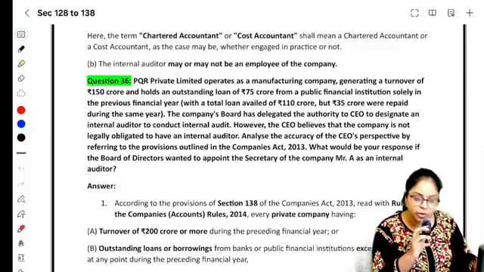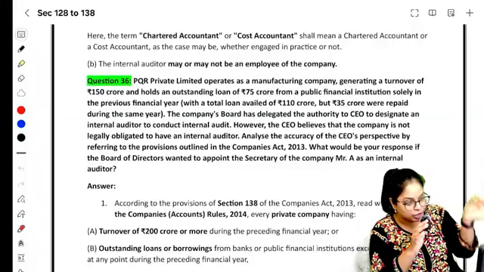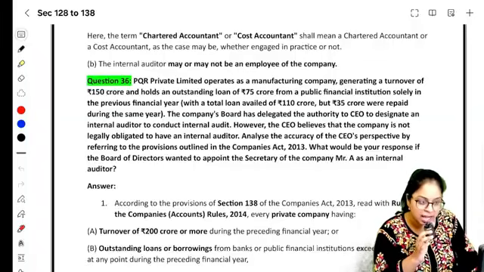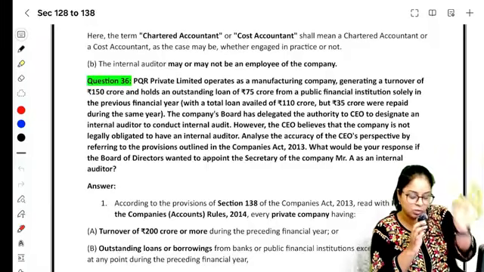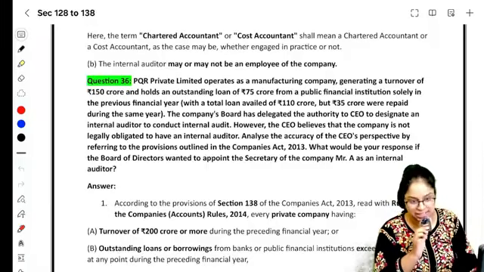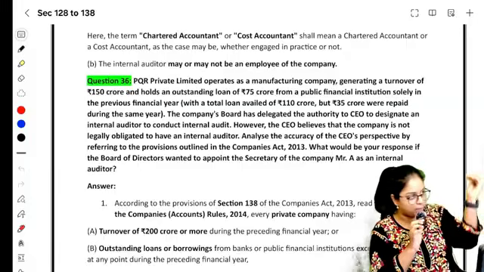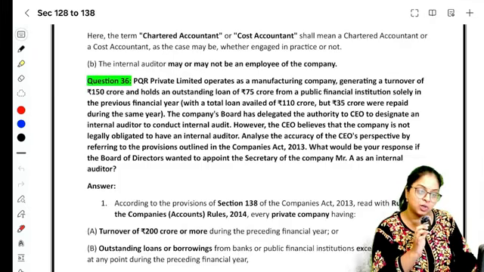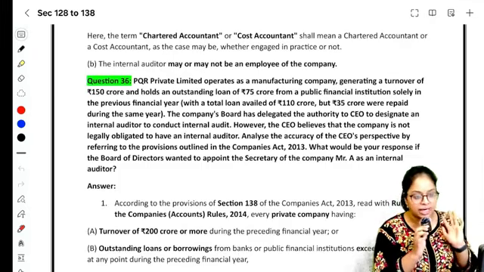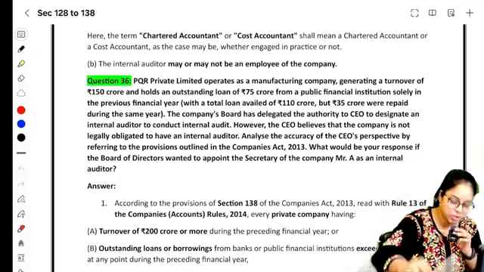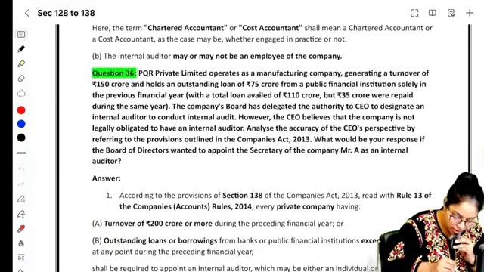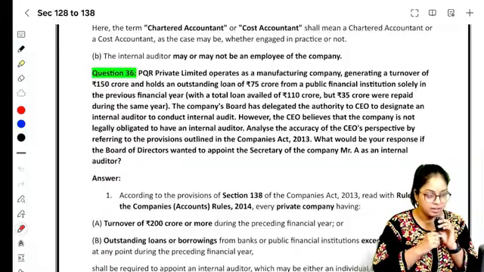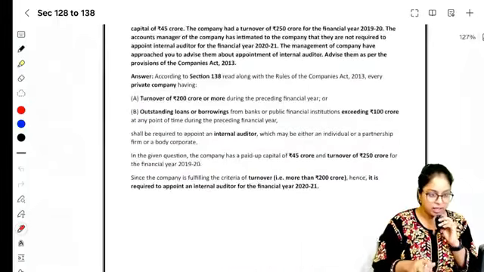Do we care about how much you repaid? No. At any given point of time during the previous year, if you cross the threshold, you are required to get internal audit. At any given point of time, was there outstanding loans and borrowings of 110? Yes. Whether they repaid it by the end of the year, they brought the limit down, we don't care about it. At any given point of time, did their borrowings exceed 100 crores? Yes. So they are required to appoint the internal auditor. Okay, the CEO is believing that the company is not required to comply with the provisions of internal auditor. The CEO is incorrect. They have to appoint an internal auditor, right? So that is the question.